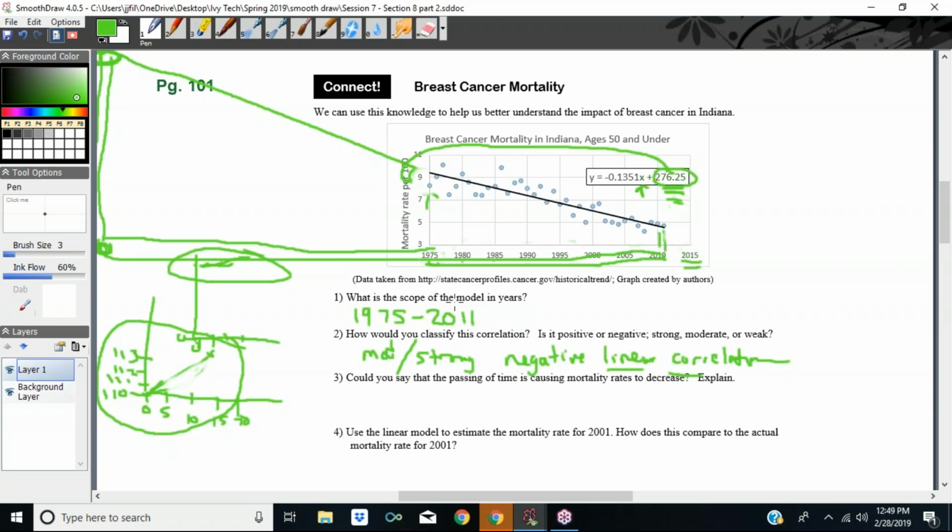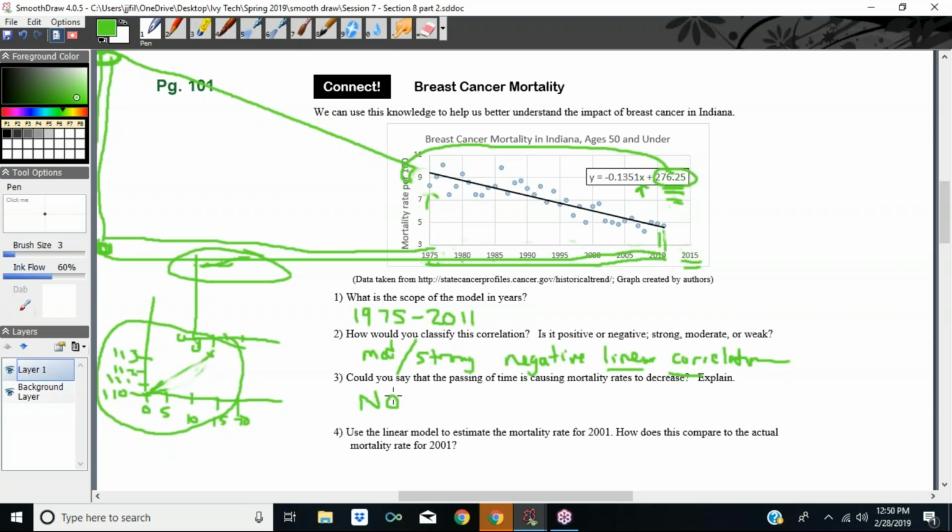So number 3 says, could you say that the passing of time is causing mortality rates to decrease? Is the passing of time causing mortality rates to decrease? What are your thoughts? Megan says no. Anna says no. You know, it looks like it, doesn't it? I mean, as the years go by, the mortality rate's going down. But the question here is, is the passing of time causing the mortality rates to decrease? And the answer is no.